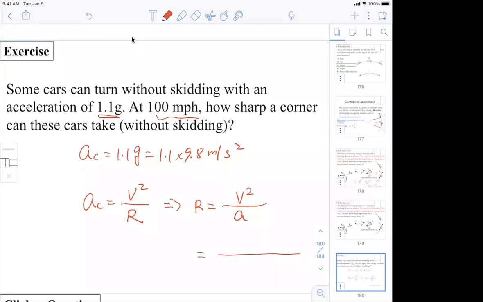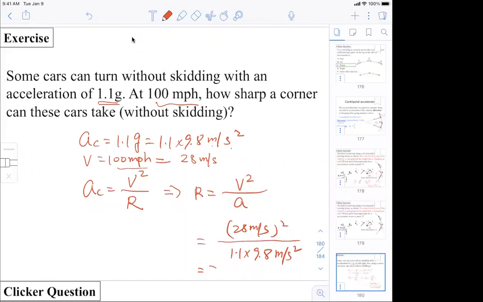V squared is 100 miles per hour. Because the acceleration is given in units of meters and seconds, I'm going to change that to meters per second, and that's going to be 28 meters per second. Now you can Google how many meters are in a mile to do that conversion. So I have 28 meters per second squared over 1.1 times g, and that gives you 72.7 meters. That's how sharp of a corner you can turn.